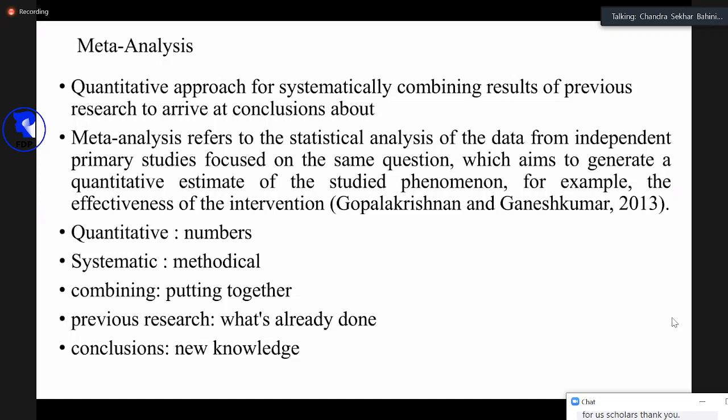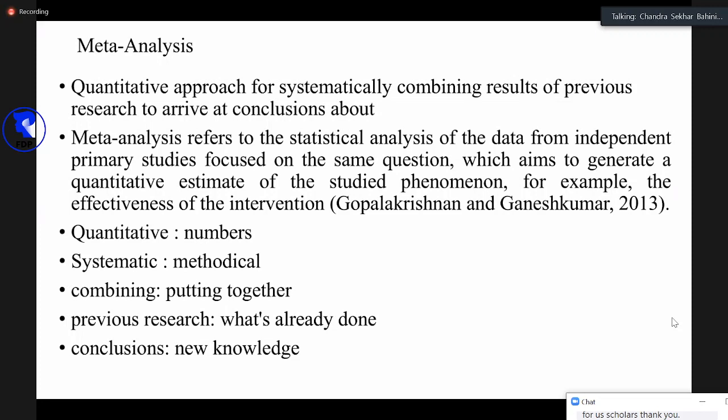So what happens? Those numbers, the 30, 70, 80, you have collected that information. By collecting that information, you come up with another value which tells you, by combining all the research studies, how effective Covishield is. That is basically meta-analysis. So meta-analysis refers to a statistical analysis of data, that is, 30, 40, 70, 80, from independent primary studies focused on the same question, whether Covishield is better, which aims to generate a quantitative estimate of the studied phenomenon, for example, the effectiveness of an intervention.